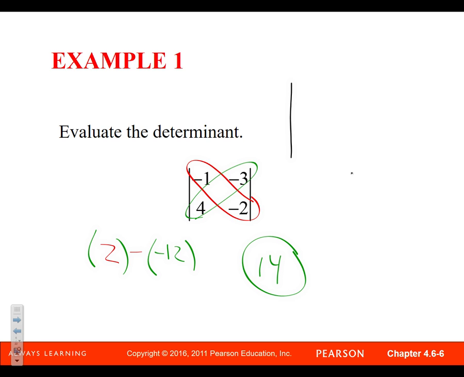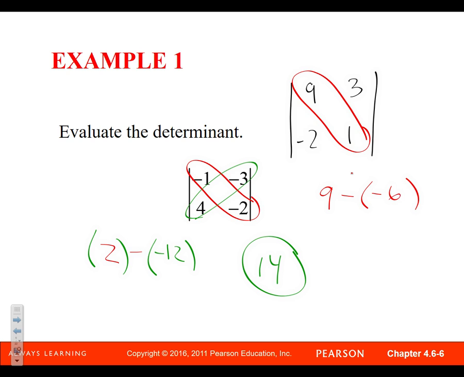Give me some numbers. 9, 3, 3, -2, one. Good. Okay. Remember the colored pencil I was talking about? They help. Okay? Or highlighters. What is this product? I'm going to take 9, subtract from that the next product, which is -6. How much is that? 15. You're done. That's the determinant. Are we good?